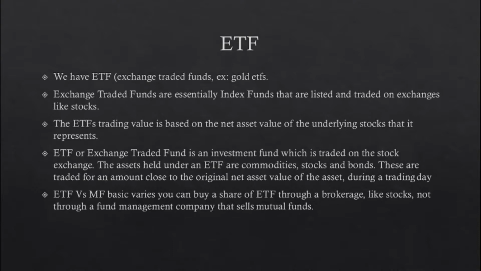The major basic difference between ETFs and mutual funds is that we can buy the shares of ETFs through a brokerage like stocks, whereas mutual funds we have to buy through the fund management company only. In ETFs, we buy at the net asset value of the running market itself, like shares. But in mutual funds we have to buy at the end of the day net asset value, that means the closing day's net asset value, not the running value. This is the basics about ETFs, exchange traded funds.